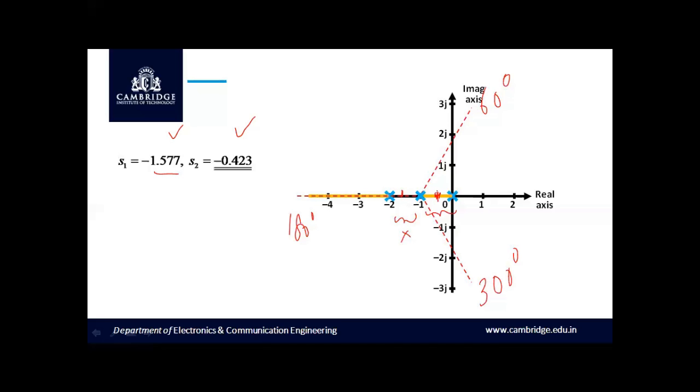Out of these two cases, as these two adjacent poles are not lying in the region of root locus, -1.577 becomes invalid, whereas -0.423 is between two adjacent poles and it is in the region of root locus. Hence, it is a valid breakaway point.